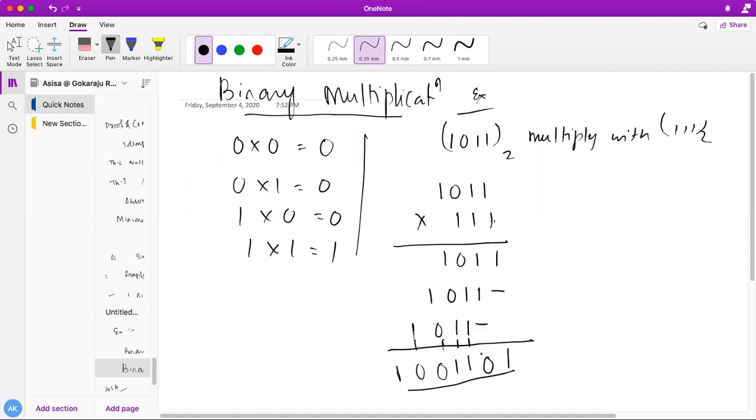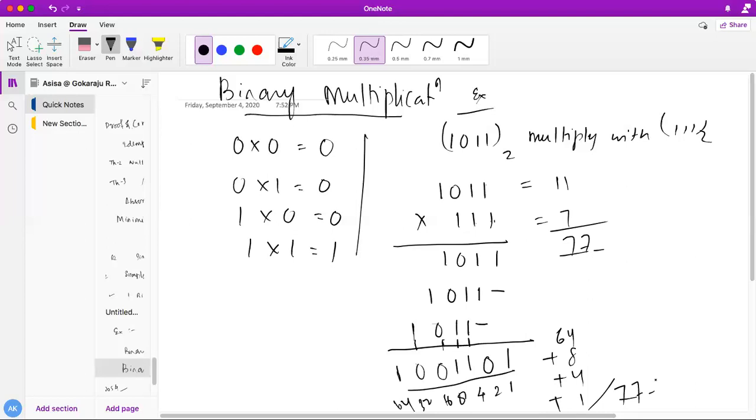You can cross verify also, students, not an issue. 1011 is nothing else but 11, and 111 is 7, so after multiplication it should be 77. You can also see this is 1, 2, 4, 8, 16, 32, 64. If you add 64 plus 8 plus 4 plus 1, it will be 77. You can also cross verify your answers like this. Okay, this is your binary multiplication.